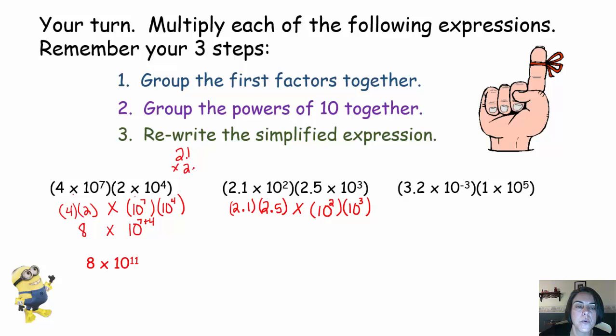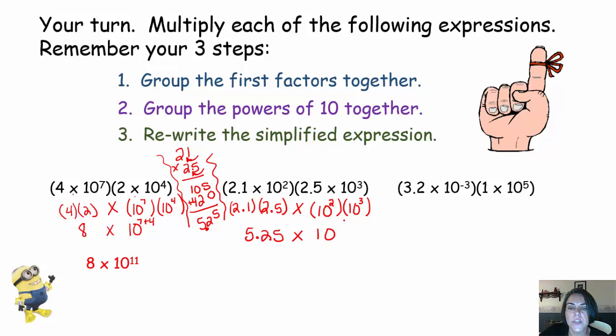2.1 times 2.5. 5 times 1 is 5. 5 times 2 is 10. Put down a 0 as a placeholder. 2 times 1 is 2. 2 times 2 is 4. Now I'm just going to go ahead and add those together. That's a 5. 0 and 2 is 2. 4 and 1 is 5. Now I just have to say to myself, okay, I need to move that decimal point over 2 places. And then I know I'm going to get 5.25 times 10 to the, what do I do? I keep my base and I add my exponents, 2 plus 3. So it's 5.25 times 10 to the 5th.